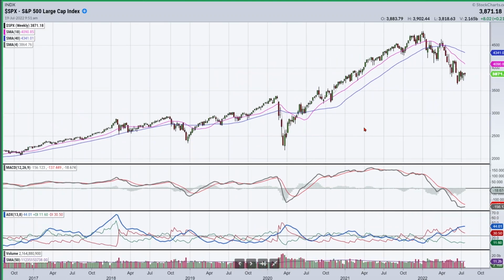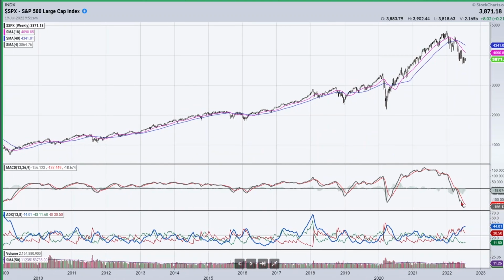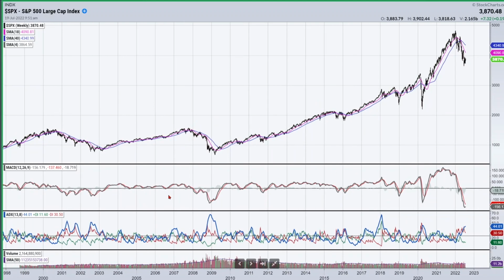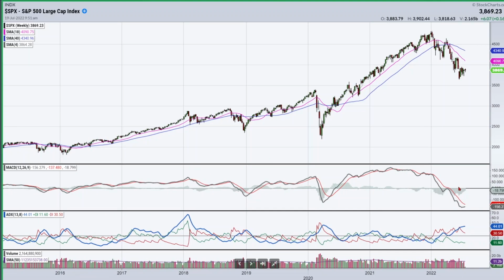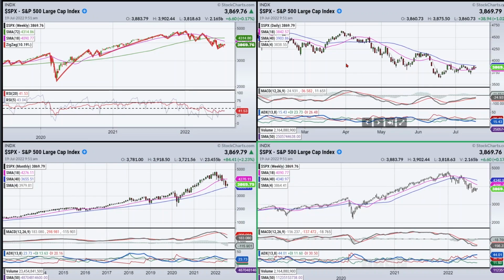The other thing that I would mention here on the weekly is notice how oversold the MACD is. That doesn't mean that we're going to shift the trend, but it does mean that the likelihood of some kind of an interim rally, I think, is getting larger and larger. And I can go back, historically speaking, we're pretty overdone from a MACD standpoint in terms of its distance from the zero line. Let's look at the daily chart.